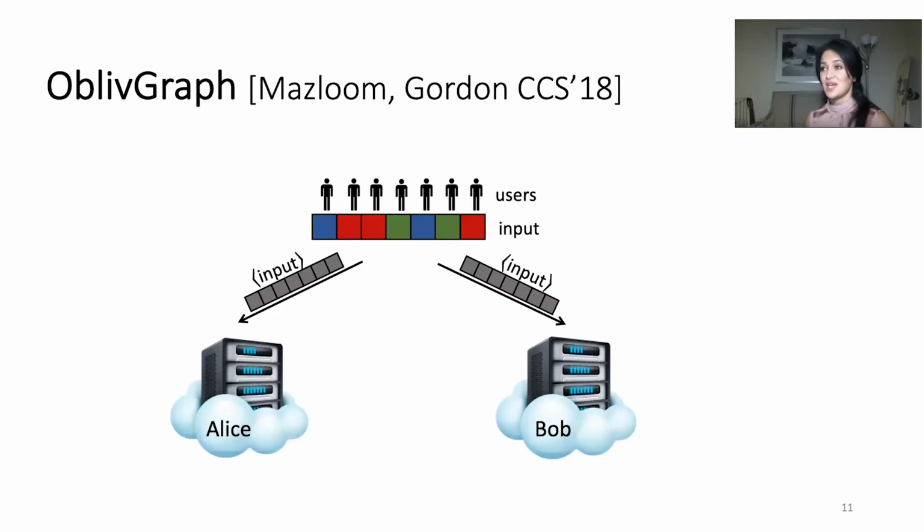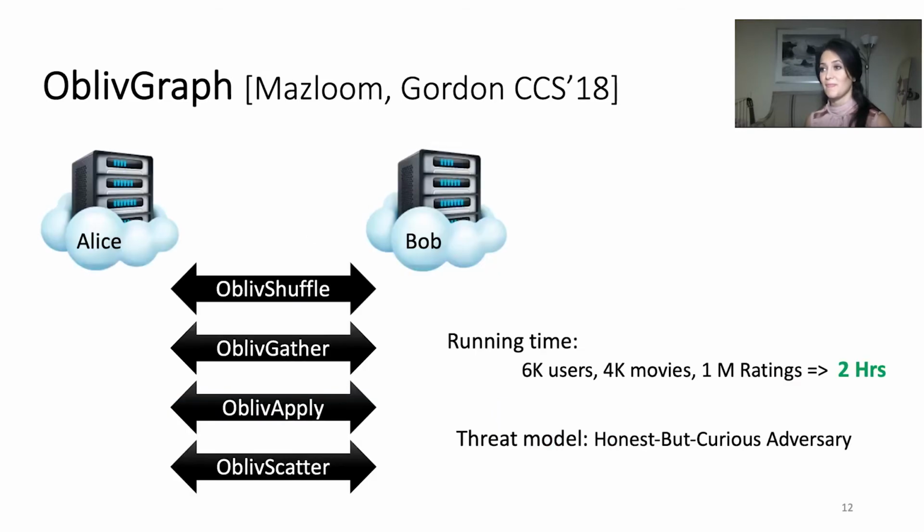The scenario is that, imagine users submit their encrypted data to two untrusted non-colluding computation servers. Let's say one could belong to Amazon, the other could belong to Google. ObliGraph consists of secure versions of shuffle, gather, apply, and scatter operations, and can reduce the time of computing matrix factorization on the same input size from 13 hours to 2 hours. Note that both of these frameworks that we talked about are only secure against honest but curious adversaries.